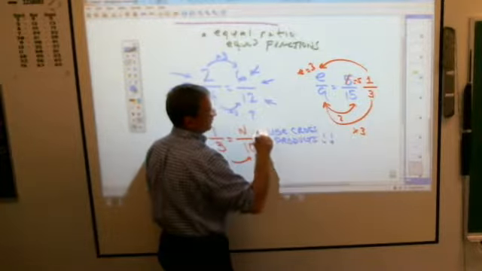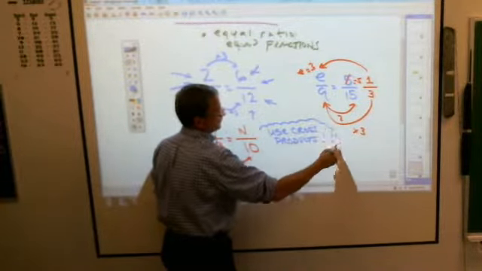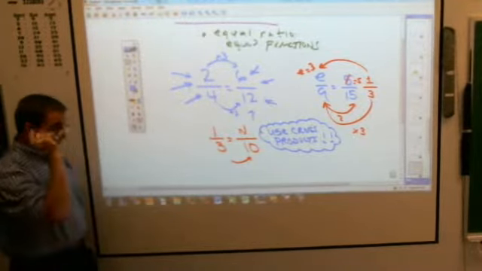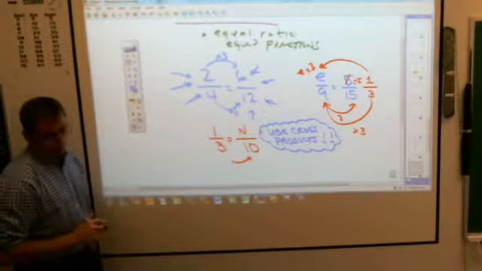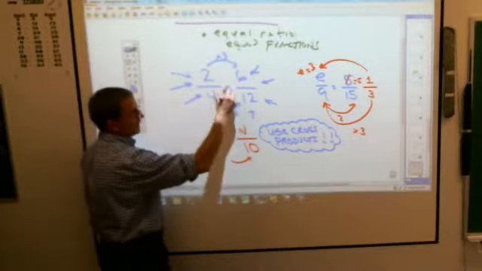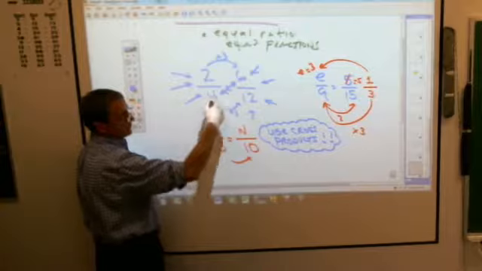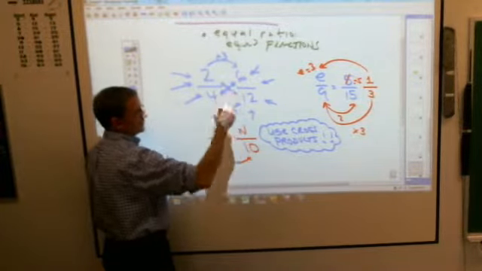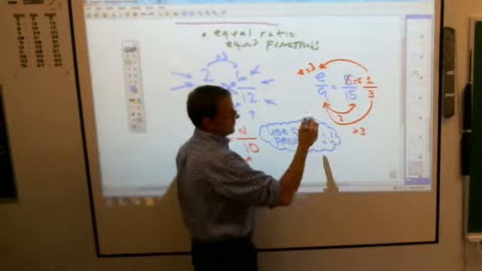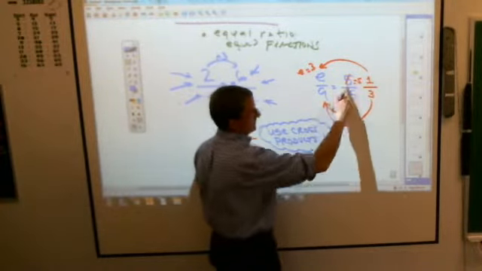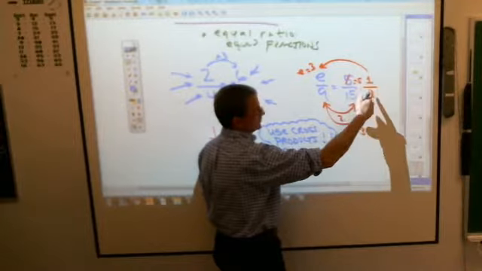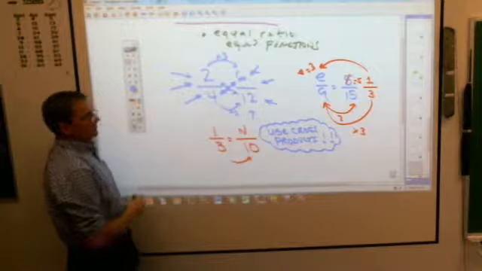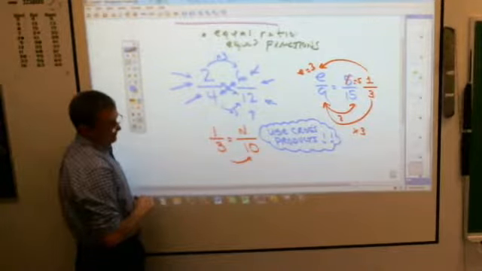Put a double exclamation point because this is very important. Use cross products. One thing you know about equal fractions is that if you multiply the diagonals together, what is 4 times 6? And what is 2 times 12? Let's go back to this one. What is 9 times 1? 9. What's 3 times 3? 9. When you have equal fractions, their diagonals are equal to each other.